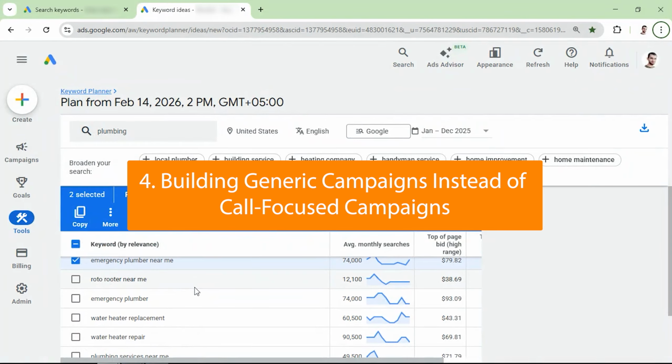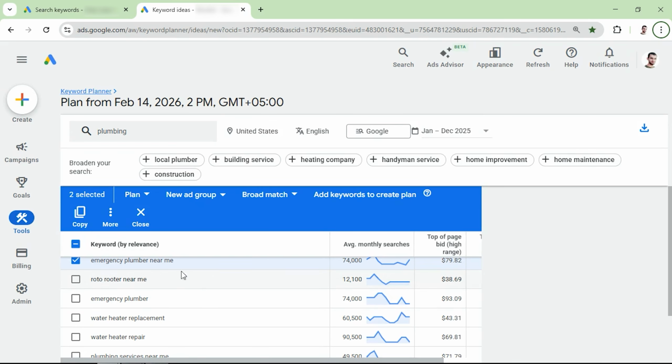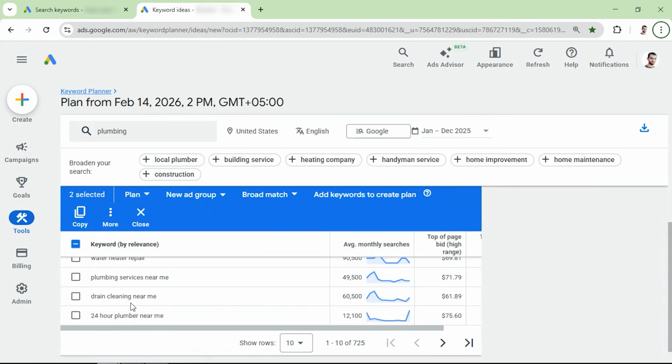The next mistake could be building generic campaigns instead of call-focused campaigns. From your target keywords, as I've shown here, to your ad groups, your assets, your ads, and your overall account structure, everything should be created in a way that helps you generate as many phone calls as possible. Some businesses might use Google Ads campaigns that are very generic, applicable to different industries, and those kinds of templates might be used for your industry as well. Instead of building those generic campaigns that can be used for anyone and everyone, you can start building call-focused campaigns from the beginning.